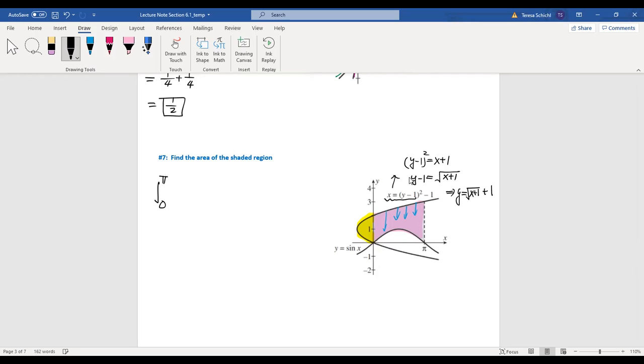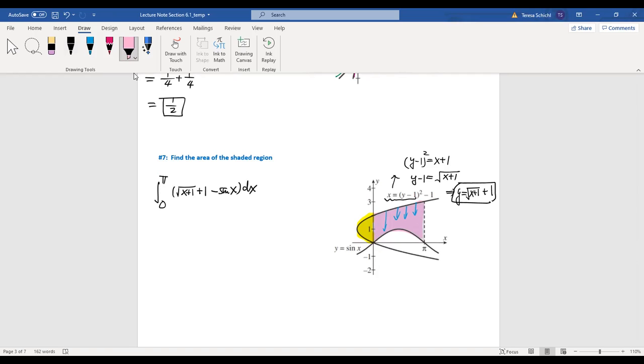Square root of x plus 1 plus 1 here. So this is for the pink areas, right? So I can use the top curve. So what is the top curve? The top curve will be the square root of x plus 1 plus 1, then minus what? Minus sine x dx, right?